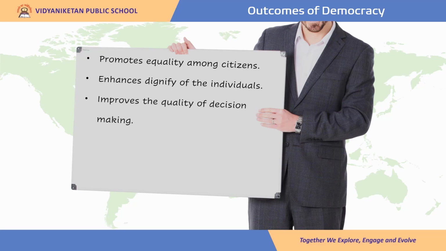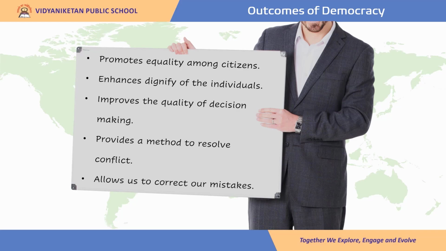Democracy improves the quality of decision making. You know that when many heads are put together, the chance of taking harsh decisions is ruled out. So, people believe that democracy enables taking good quality decisions. It also provides a method to resolve conflict. As you mentioned, democracy can indeed develop mechanisms to resolve social conflicts, as in the case of Belgium. Democracy allows us to correct our mistakes. For example, if we have made a mistake of electing a bad person or a wrong party to power, we can always correct our mistake by voting them out in the next election.